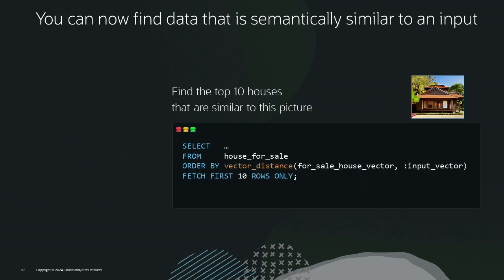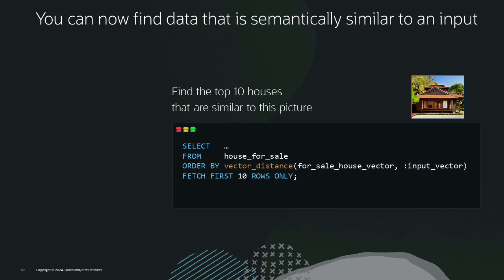To find houses, say we wanted to find the top 10 houses that are most similar to what I like, just based on the appearance, I can just say select, and I'll select whatever columns I need from this table, from that house for sale, and I'm just going to simply order.